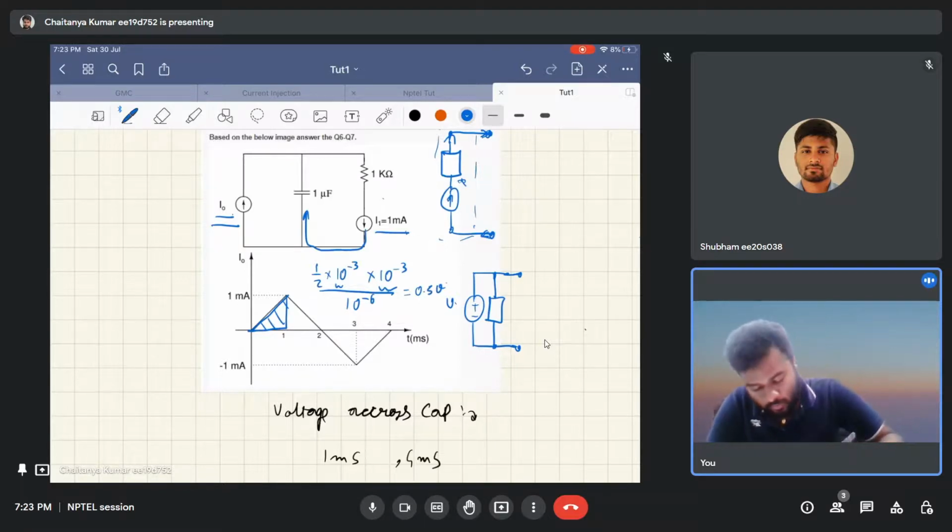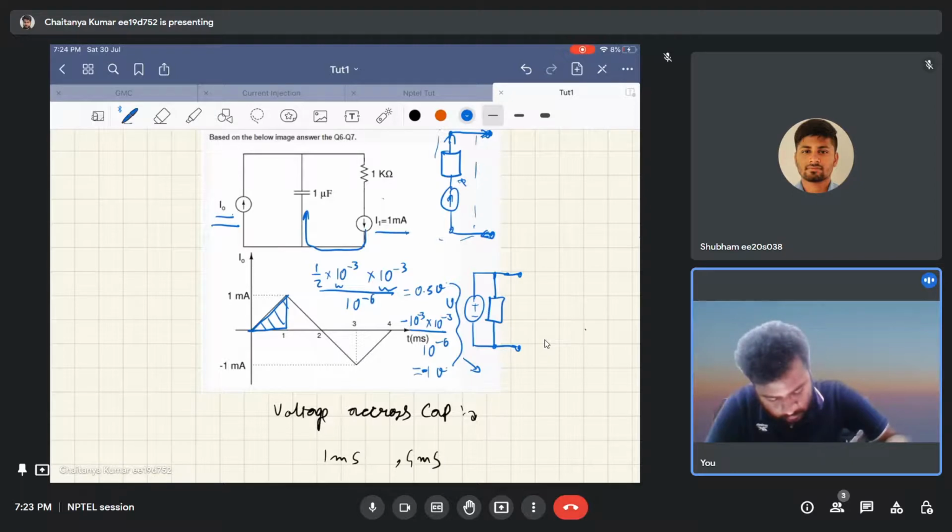Now the contribution due to the second component, that is the DC component, will be in the opposite direction, and that will be equal to minus of 1 milliampere, that is 10 to the power minus 3, into the time, that is again 1 millisecond, divided by the total capacitance, that is equal to minus 1 volt. So the overall voltage you get is minus 0.5 volts.